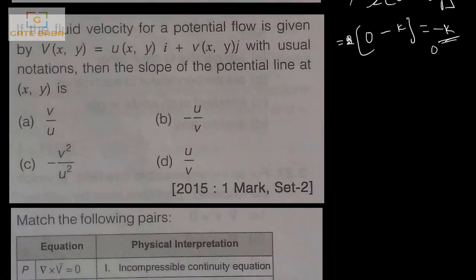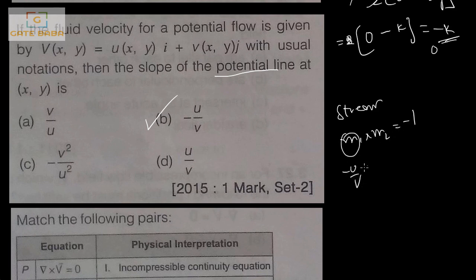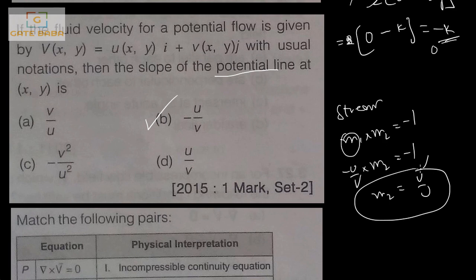And the next question, I think I solved this question in the class, so no need to explain it again. Option B is correct. The slope of the potential line is given, so what is the slope of the streamline? For the slopes, m1 multiplied by m2 equals minus 1. If the potential line slope is minus u by v, multiplied by m2 equals minus 1, that is m2 equals v by u. That is the slope of the streamline. Just apply this product of slopes equals minus 1, then you will get the slope of the other line.